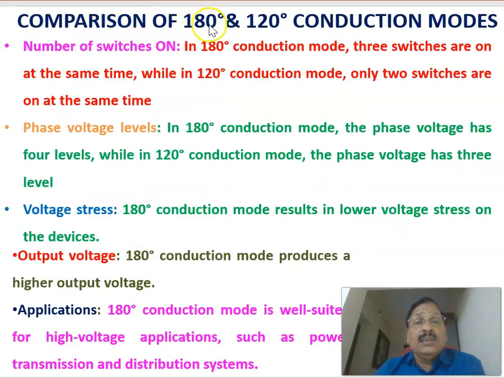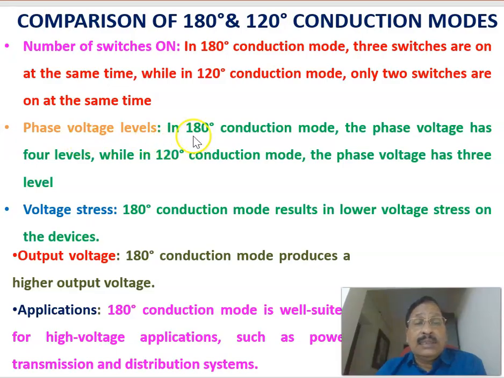Now let us see the comparison of 180 degree and 120 degree conduction modes. Number of switches on. In 180 degree conduction mode, 3 switches are on at the same time: 2 from the top and 1 from the bottom, or 2 from the bottom and 1 from the top. But in 120 degree conduction, only 2 switches are turned on, 1 from the top and 1 from the bottom. That is, the number of switches on is 3 in 180 and 2 in 120 degree conduction.